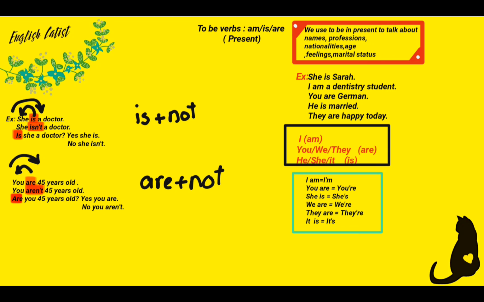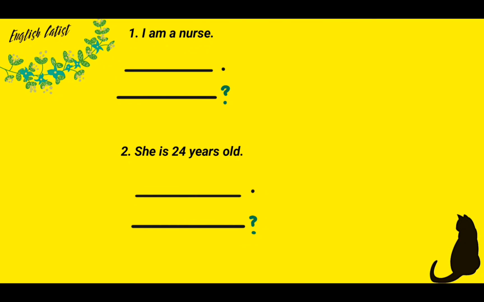Okay, friends. Now you know all the story about to-be verbs in present tense. Okay, guys. On the last page, I prepared some examples for you. Please write them in the comments.